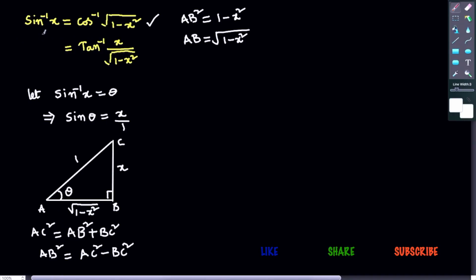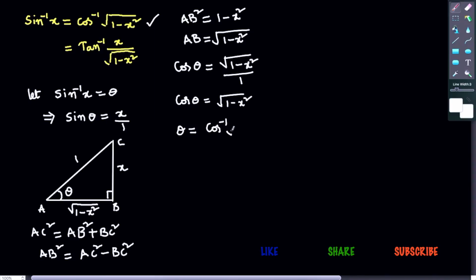We want to write sin inverse in terms of cos inverse. So from the diagram, I will write cos theta. What is cos theta from the diagram? Cos theta is equal to adjacent side by hypotenuse. Adjacent side is square root of 1 minus x square, divided by hypotenuse. So cos theta is equal to root over 1 minus x square. What is theta from this? Theta is equal to cos inverse of root over 1 minus x square.